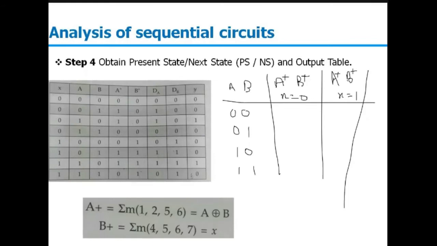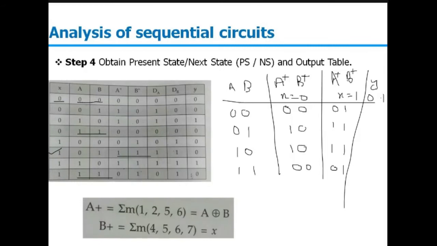So now you will see ab is 0 0, x is 0, a plus b plus will be 0 0. 0 1, we are moving to 1 0, 1 0 to 1 0 only when x is 0. ab is 1 1, x 0, next will be 0 0. Again ab 0 0, x 1, we are moving to 0 1. ab 0 1, input is 1, next state is 1 1. ab is 1 0, we are moving to 1 1. ab is 1 1, we are moving to 0 1. And output y when x is 0 or x is 1.